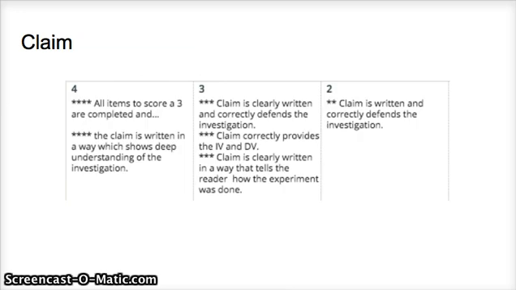For our claim, we first look at the rubric, and we are focusing on getting a 3. Anything above a 3 is you going above and beyond, which is perfect. You can do that, it's your choice, but we're looking at getting a 3. The claim is clearly written and correctly defends the investigation. The claim correctly provides the IV, the independent variable, and the DV, the dependent variable. The claim is clearly written in a way that tells the reader how the experiment was done. So you still need to include how you did this experiment.